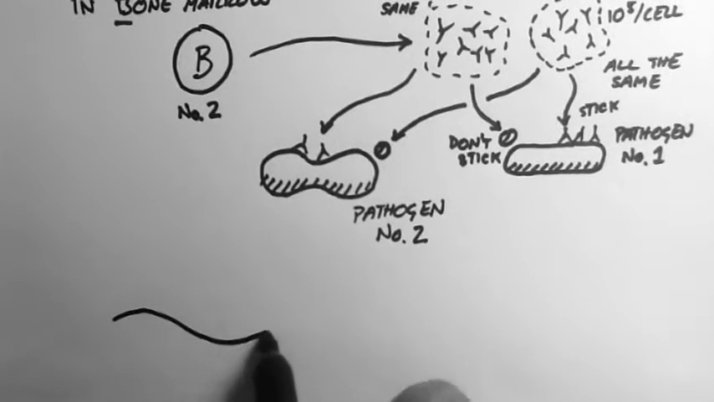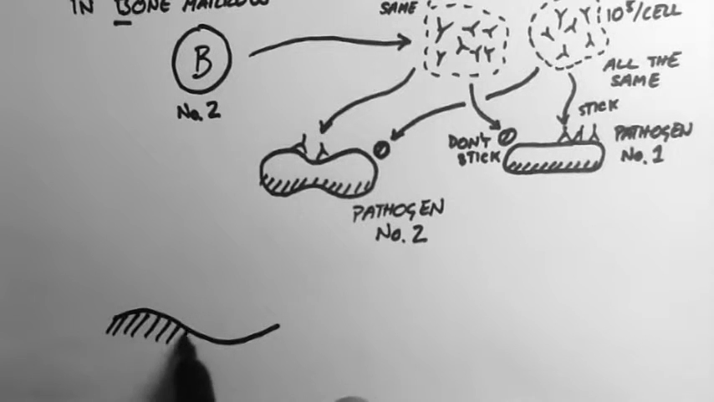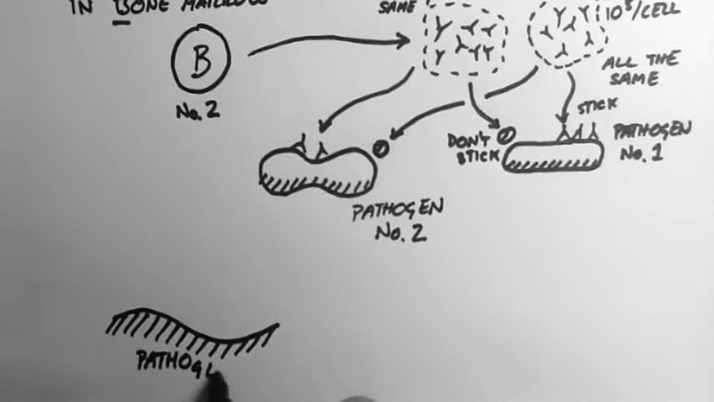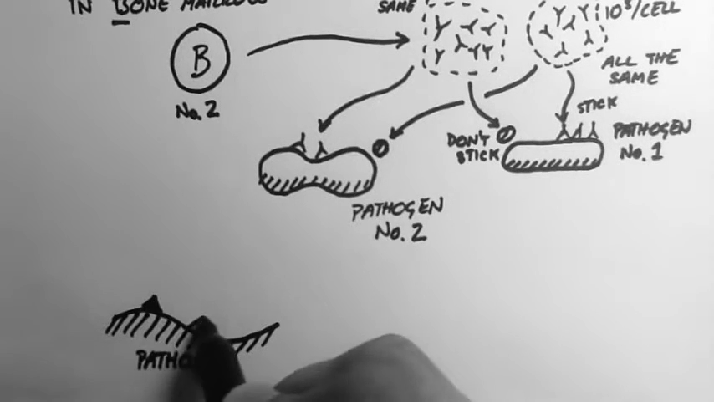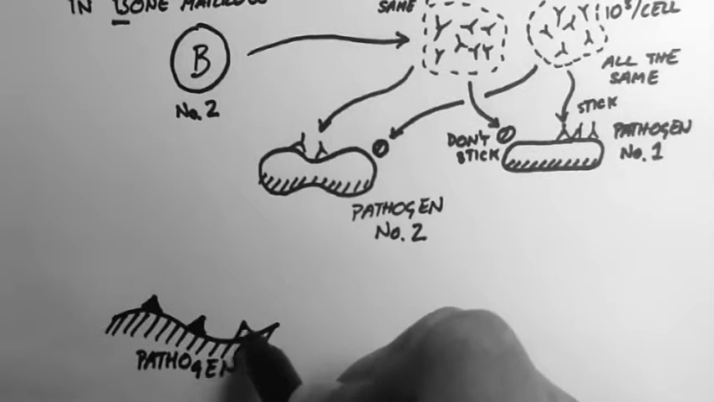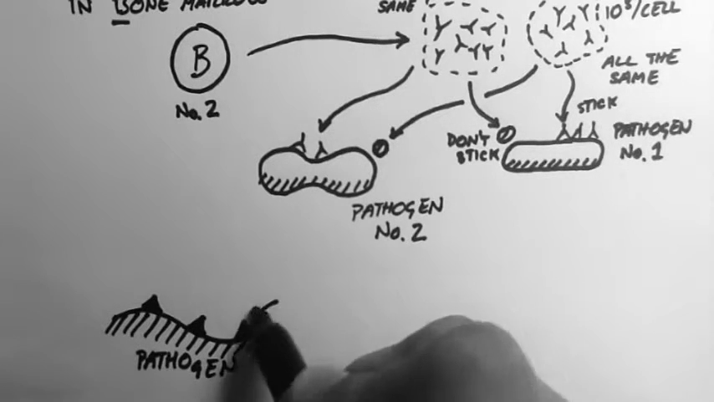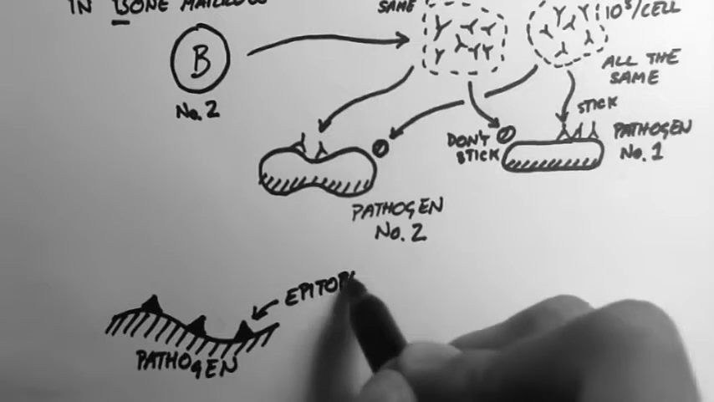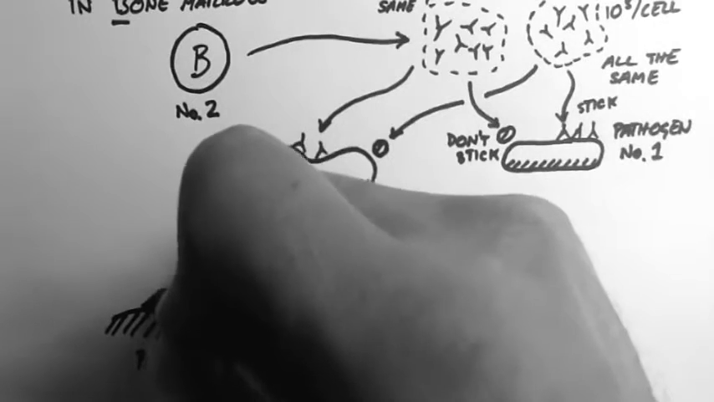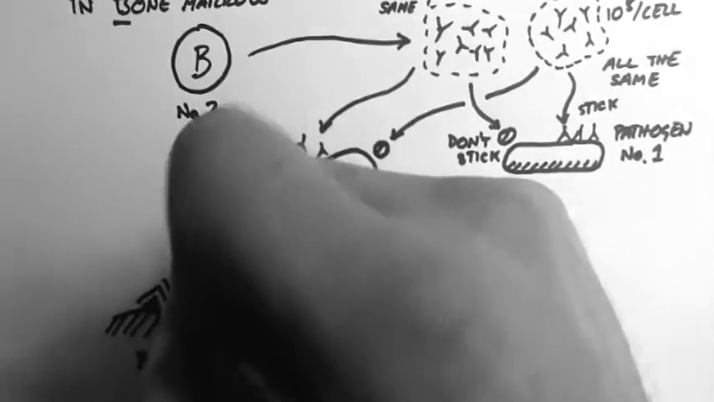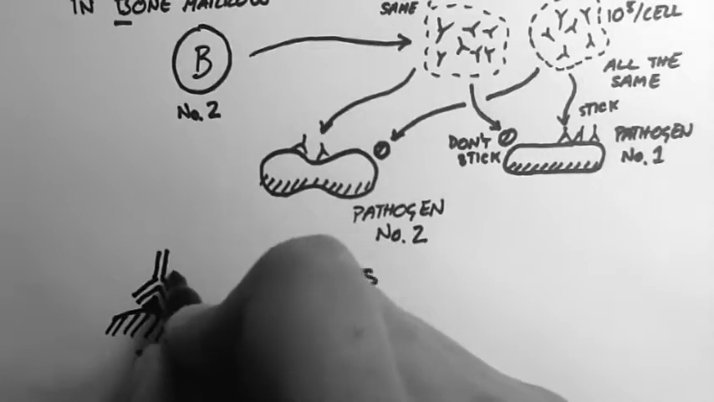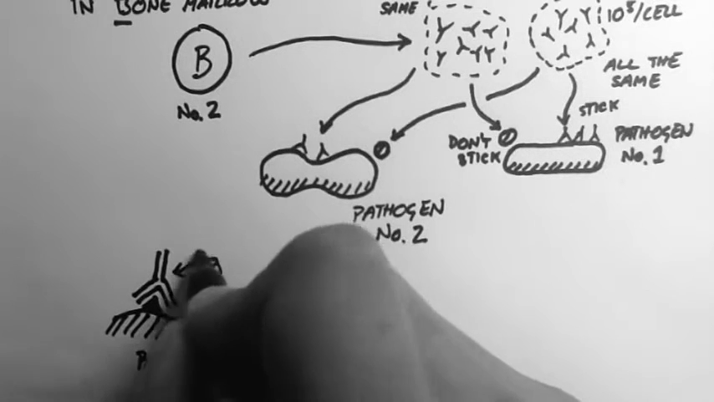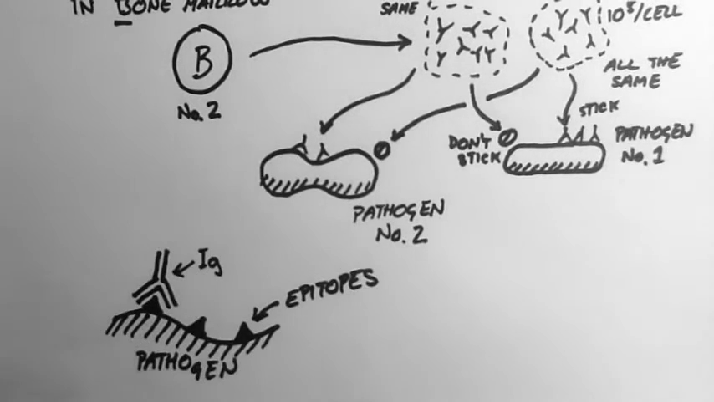Now when I say they stick, they bind onto molecules on the surface of the pathogen. These can be all sorts of molecules: polysaccharides, polypeptides, etc. Now these are called epitopes. These are the places where immunoglobulins stick. So there's my antibody there, and it's sticking onto an epitope on the pathogen surface.